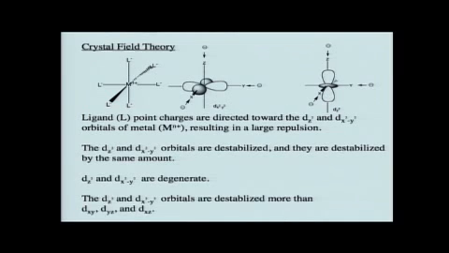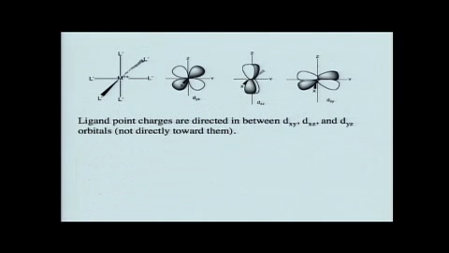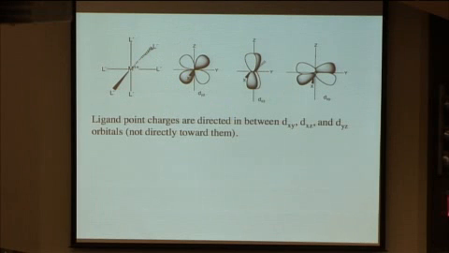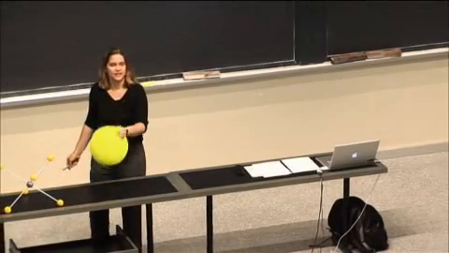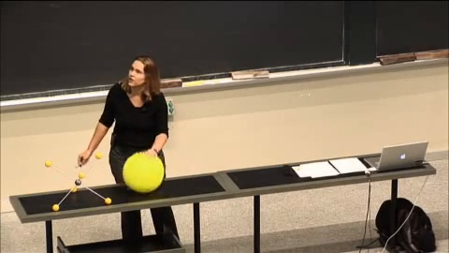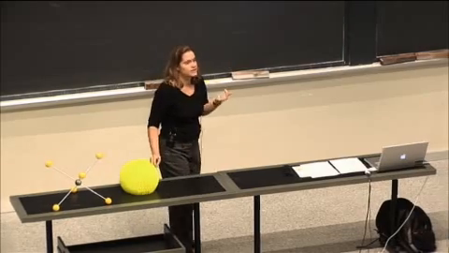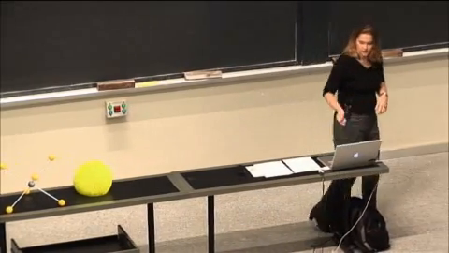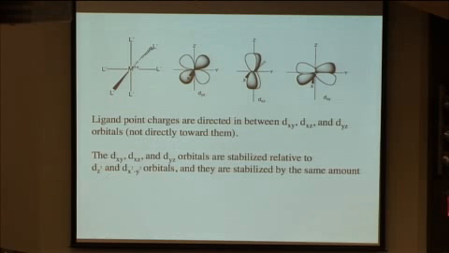And let's consider now why that is true. So here are our other sets of orbitals, and remember, here the maximum amplitude of these orbitals are 45 degrees off axis, whereas our ligands are all on axis. So the ligand negative charges are directed in between these orbitals, not directly toward them. So that is stabilized compared to this hypothetical case where the ligands are everywhere, so some of them will be pointing toward them, and also stabilized compared to the other sets of orbitals where the ligands are now pointing directly at them. So these three sets of orbitals are stabilized relative to the dz squared and the dx squared minus y squared orbitals, and they're stabilized by the same amount. So these three orbitals are also degenerate with respect to each other.